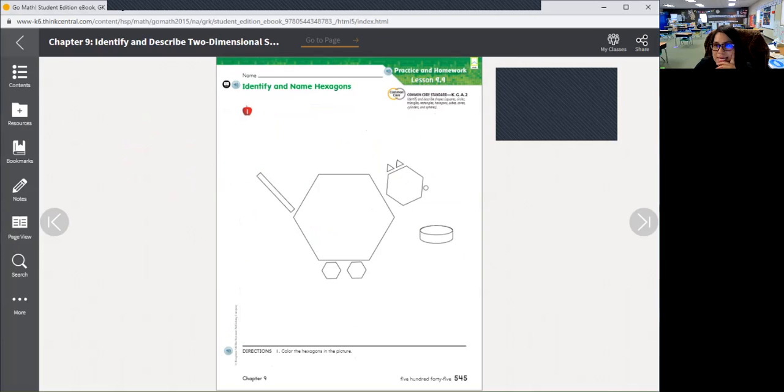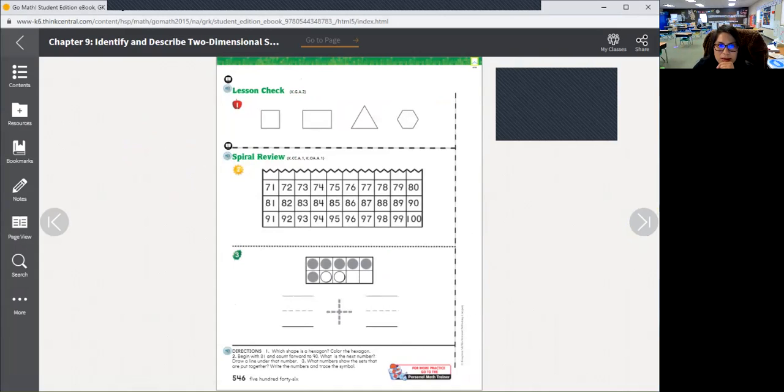All right, easy peasy right here. We are going to color the hexagons in this picture. Remember, 6 sides, 6 vertex is what a hexagon has, okay? So only color the hexagons. Don't color any other shape, just the hexagon. So that's your page 1 for homework. Page 2, at the very top up here, you have to put an X on the hexagon. Okay, remember the hexagon has 6 sides, 6 vertex. So put an X on the hexagon, or it says you can color it as well, either one.